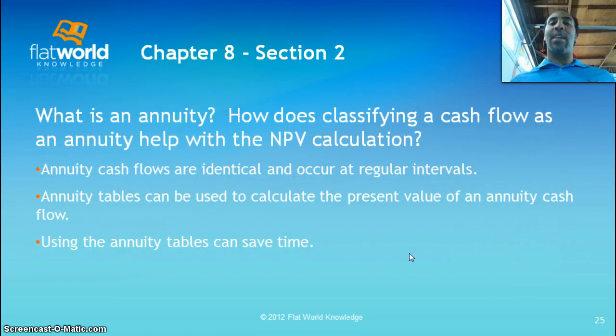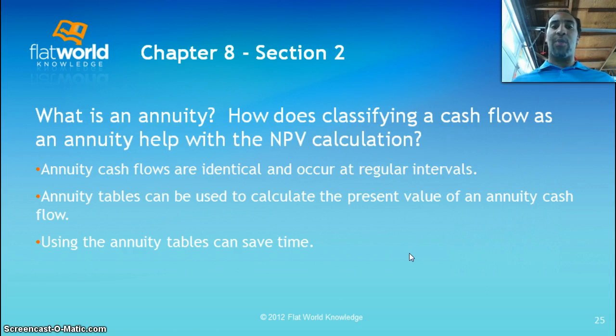So the second table that we're going to look at in the back of your book. How does classifying a cash flow as an annuity help with the net present value calculation? Well, annuity cash flows are identical and occur at regular intervals. Annuity tables can be used to calculate the present value of an annuity of cash flow. And using the annuity tables can save time, right? Instead of you calculating it out. So just so it makes sense, all of those maintenance fees, you can use an annuity table for that, because that's over the course of the year. All of those savings, so over the course of the year, you can use an annuity table for that as well.